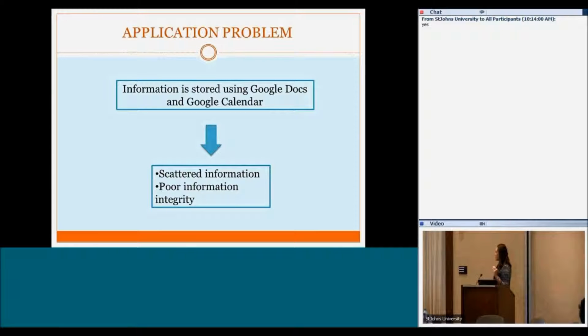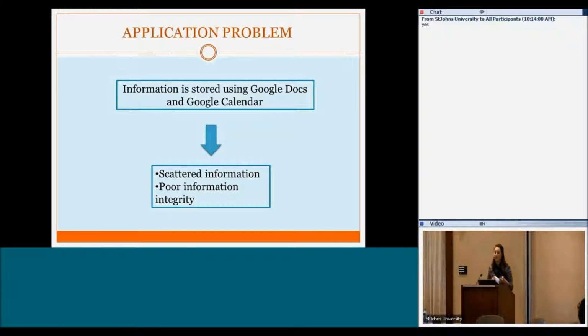So the organization currently manages the events using Google Docs and Google Calendar. In Google Docs spreadsheets, they manage the attendance and budget. In Google Docs text documents, there's a one-page snapshot of each event, and they use Google Calendar to manage the time, date, and location of each event.